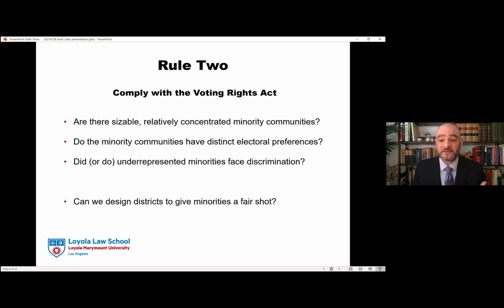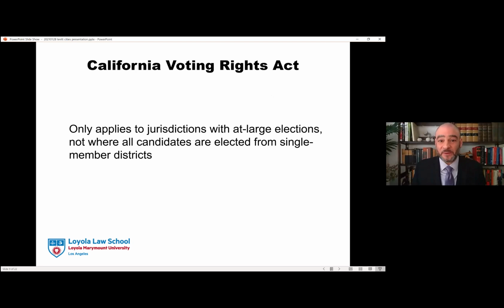There's a different state Voting Rights Act that only applies to jurisdictions that are at large, that don't already have districts or that aren't drawing districts. So the thing up on my screen right now applies everywhere across the country, in every city, in every state. And if you meet these criteria, if there are sizable, relatively concentrated minority communities with different preferences, you face discrimination, chances are good you've got an obligation under federal law to design those districts to give minorities an equitable opportunity to elect candidates. This slide is just a reminder of exactly what I just said. The California version, the state version, applies to jurisdictions with at-large elections. And so if you've got districts or are getting districts, the state version might not apply to you.